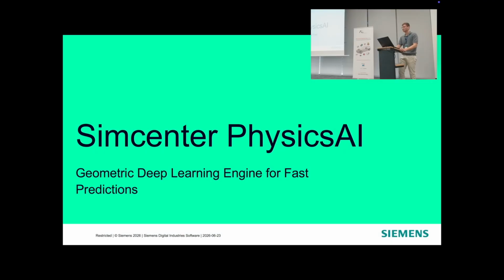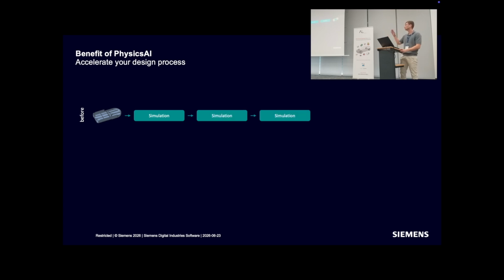So let's start with SimCenter Physics AI. SimCenter Physics AI is a geometric deep learning engine for fast physics predictions. Basically, in a standard process of development of our products, we have an initial design, then we run simulation on top of simulation in order to find the optimal design that meets our performance targets.